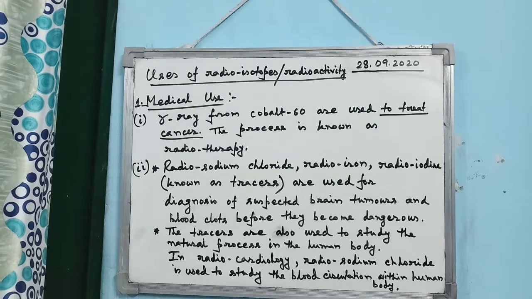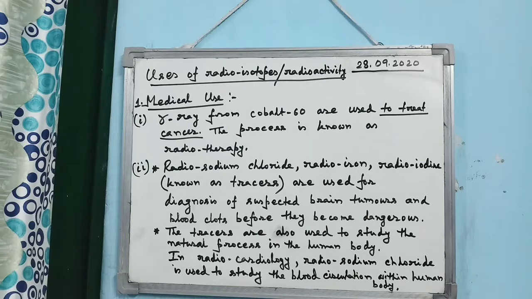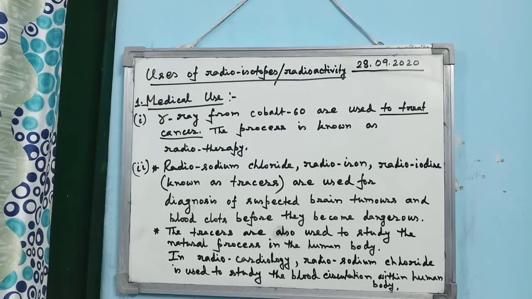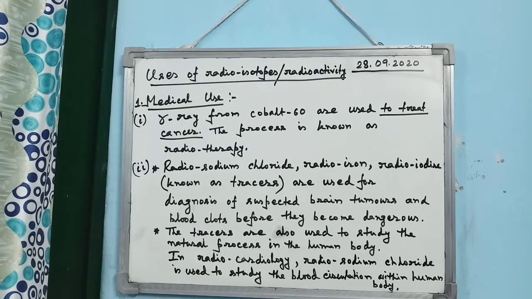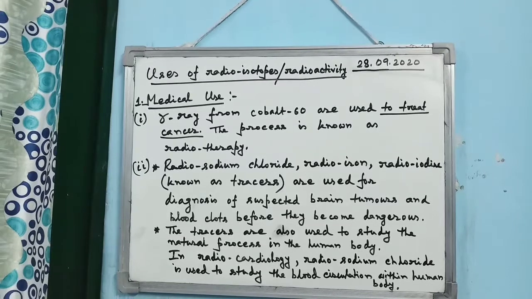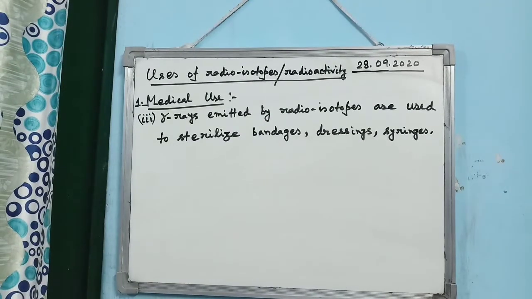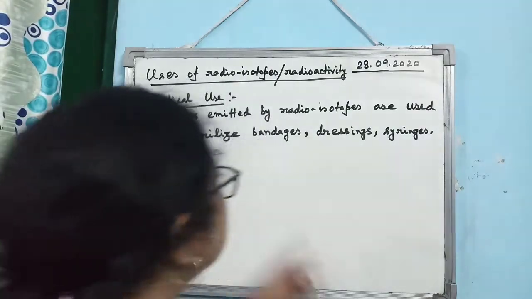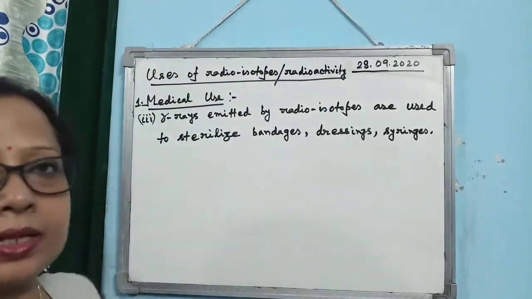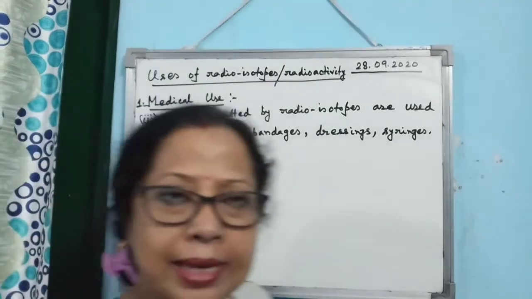So these are the medical uses of radioisotopes. Now I will rub the board, but please girls, I have written point-wise how you can write your answer in the board exam without leaving any keyword. The third medical use is that gamma rays emitted by radioisotopes are used to sterilize bandages, dressings and syringes. Sterilization means making them germ-free.